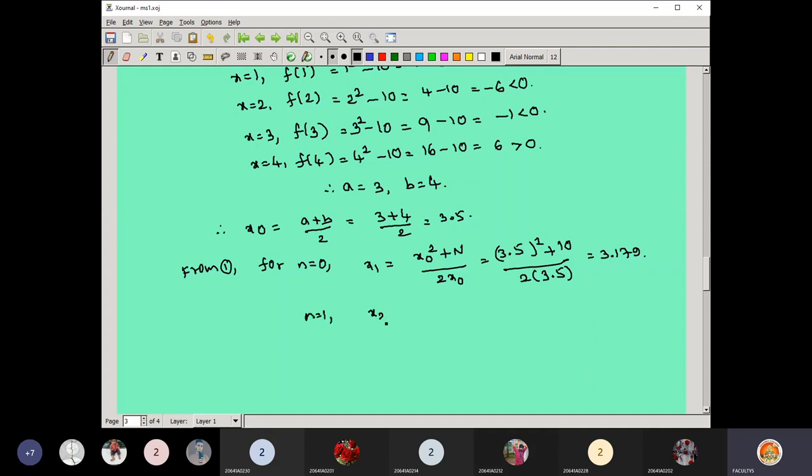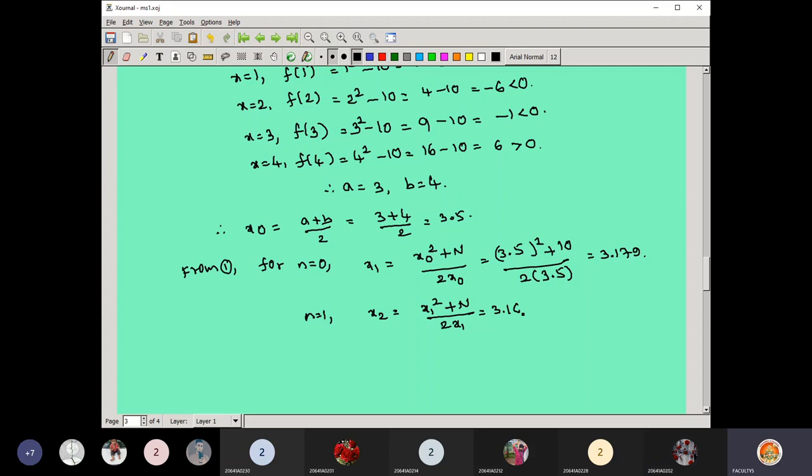n equal to 1, then you calculate x2: x1 square plus capital N divided by 2 into x1. Substitute directly there, and if automatically the same answer comes, we stop there. So 3.179 square, divided by button, 3.179 square plus 10 divided by 2 into 3.179. So I am getting 3.162.